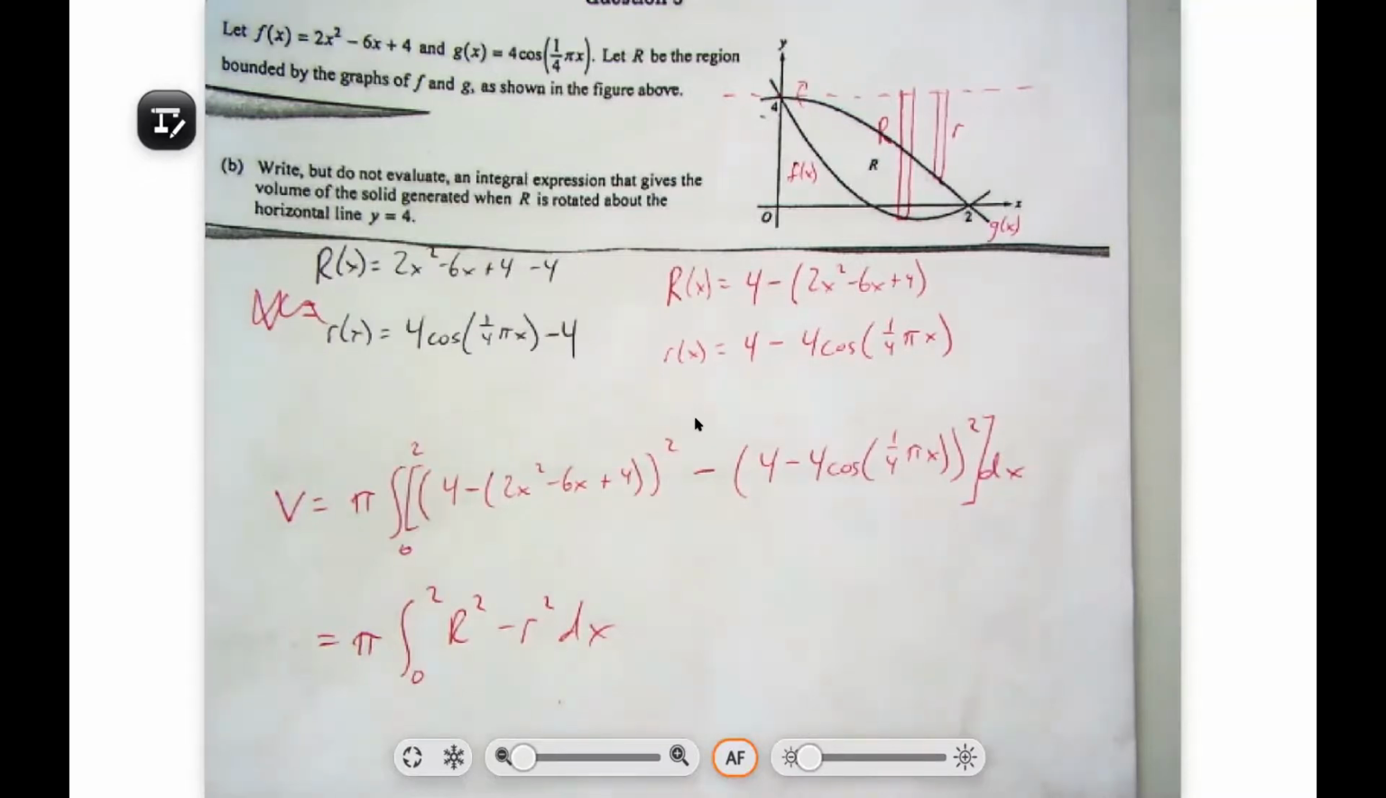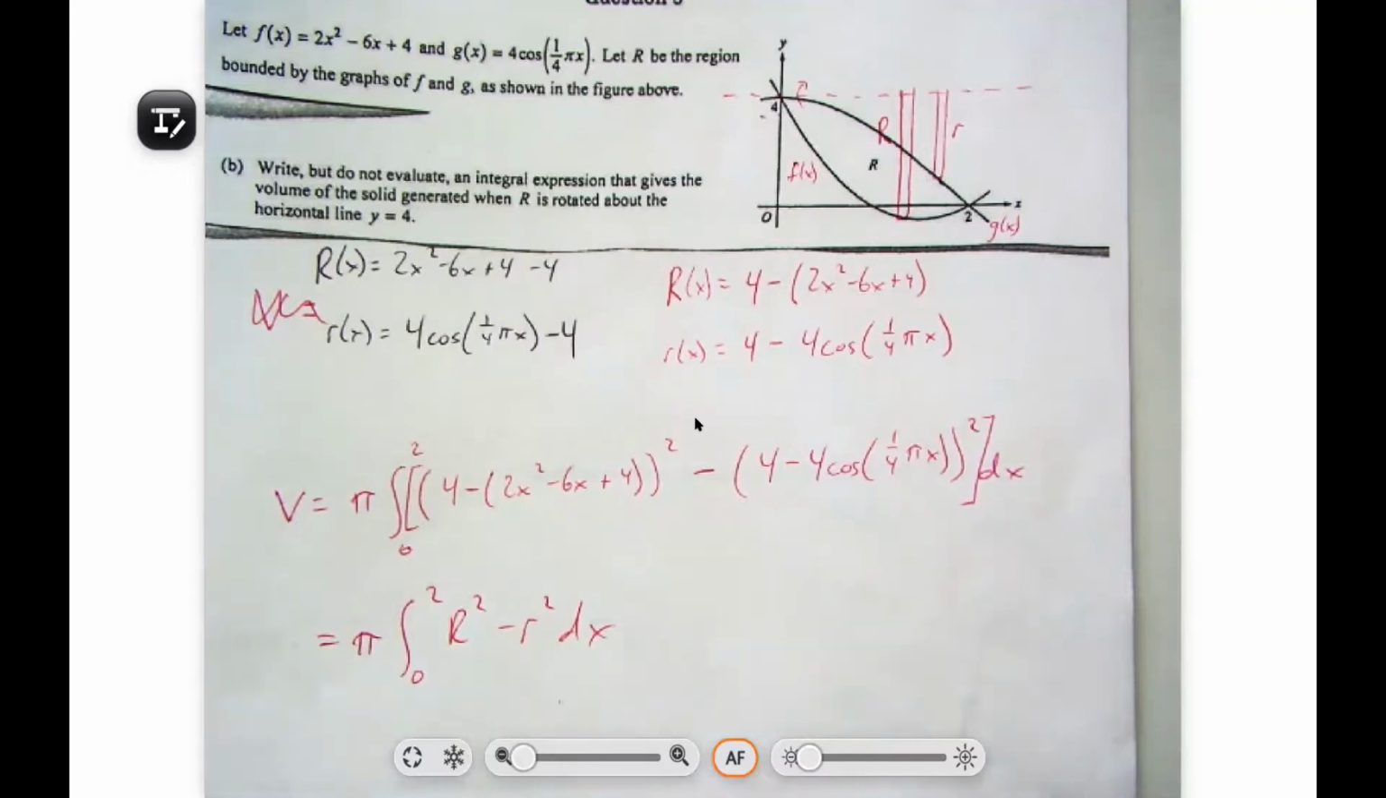There's another method called the shell method that those of you going into math in college will come across. It's not an AB topic or BC, so we don't do it, but you'll see it. Yeah, I was gonna talk about both. So I was gonna talk through this and I'll explain why that is.